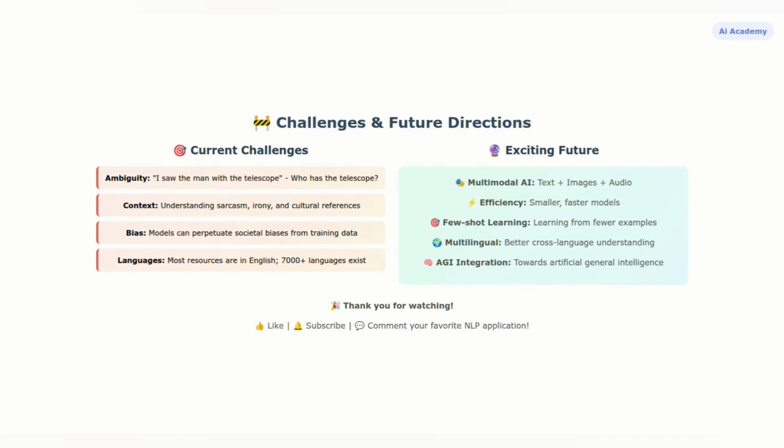Looking ahead, we're seeing exciting developments. Multimodal AI that combines text with images and audio, more efficient models that require less computational power, and better few-shot learning capabilities. The integration of NLP with other AI fields is creating new possibilities for artificial general intelligence.